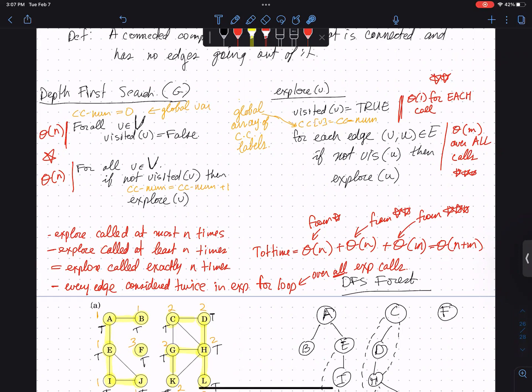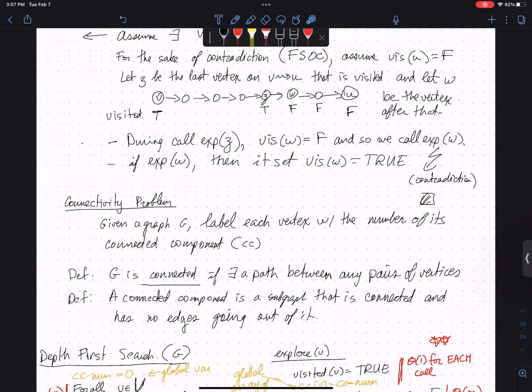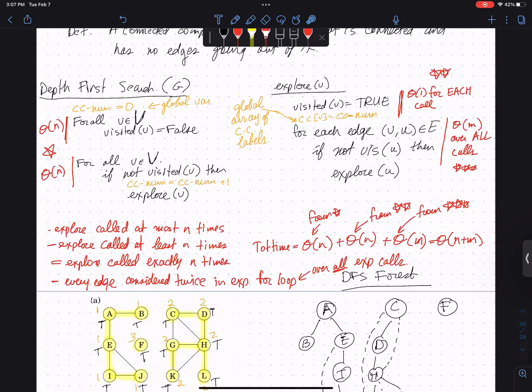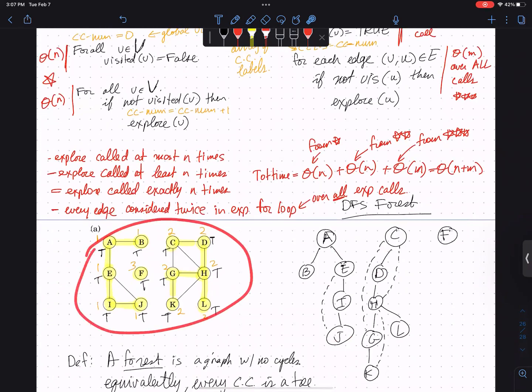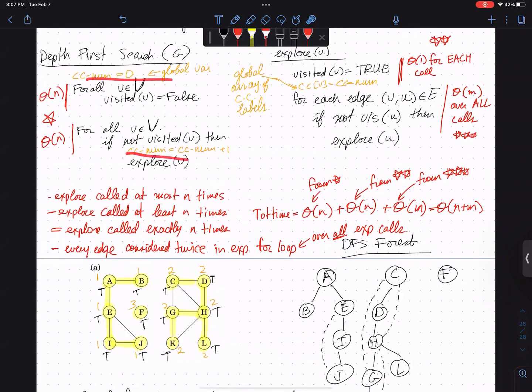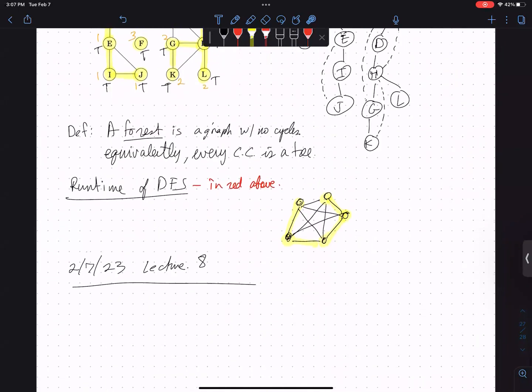And the first thing we used it for was to solve this connectivity problem, to label each vertex with its connected component, like we did here. That was basically just running DFS with these extra three lines in it to maintain the counter for the current connected component.